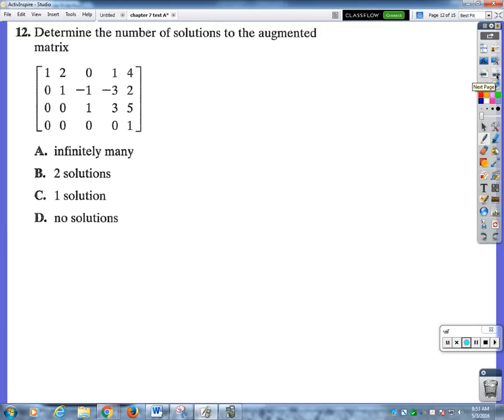Okay, number 12. Determine the number of solutions to the augmented matrix. None, because of this 0.